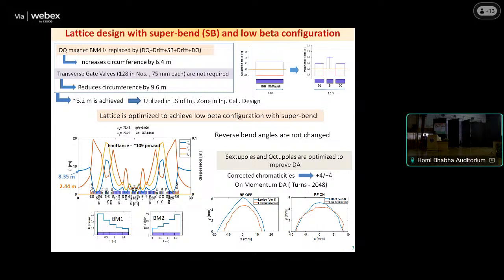So this is the lattice configuration with the low beta. Here we can see that from 11.3 meter we are achieving 8.35 meter. So these are the further optimized lattice function profiles, and this is the dynamic aperture. As we can see, this dynamic aperture gets reduced, so we need to optimize this lattice further.